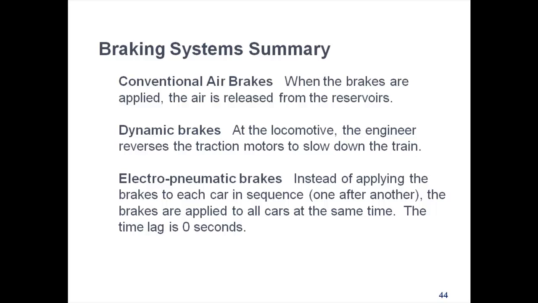So here's a braking system summary. For conventional air brakes, when the brakes are applied, the air is released from the reservoirs. In dynamic brakes, at the locomotive, the engineer reverses the traction motors to slow down the train. And for electro-pneumatic brakes, instead of applying the brakes to each car in sequence, one after another, the brakes are applied to all cars at the same time.